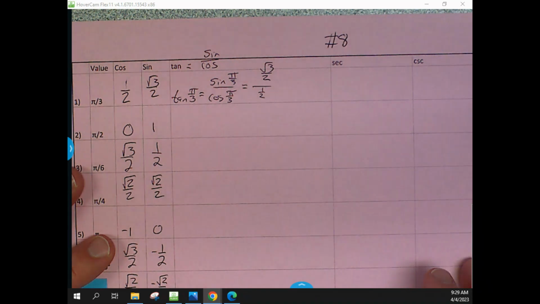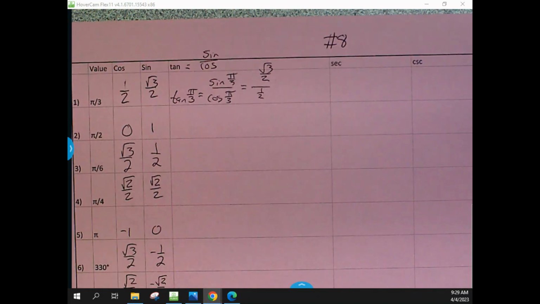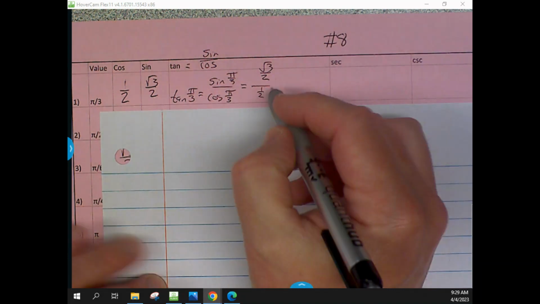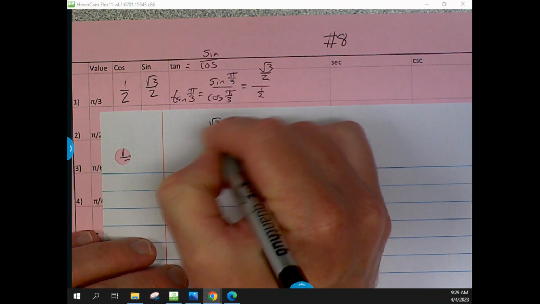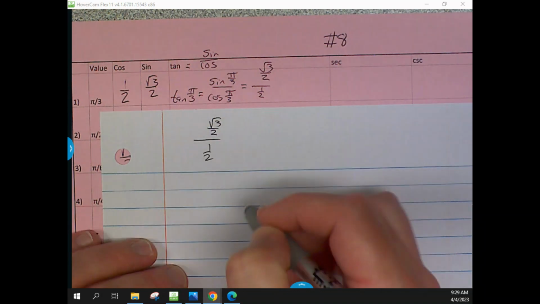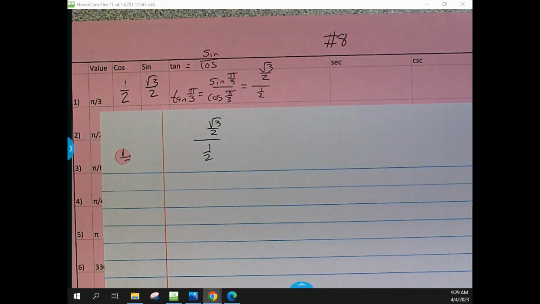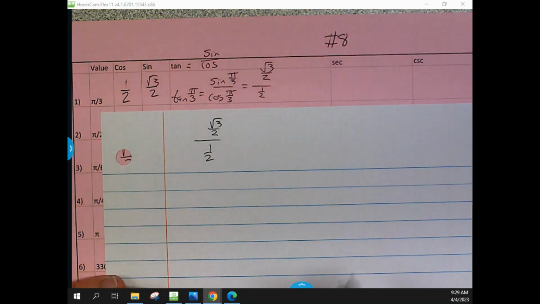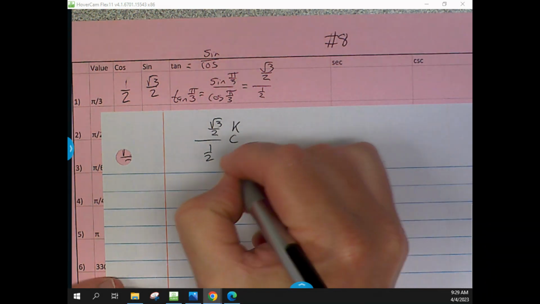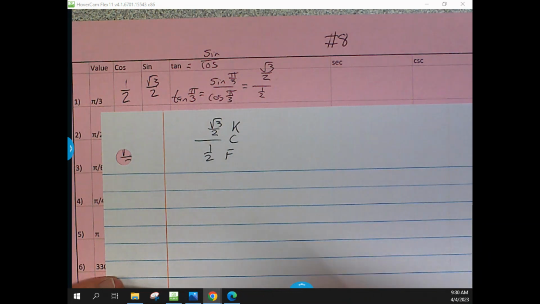Okay. And does everybody remember your sixth grade math? Probably not, right? That we're going to simplify this, but we're going to do it on a separate piece of paper just because we're running out of room here. But if you have square root of 3 over 2 over 1/2, if you have to simplify that, we're going to keep it, we're going to change it, and we're going to flip it, right?